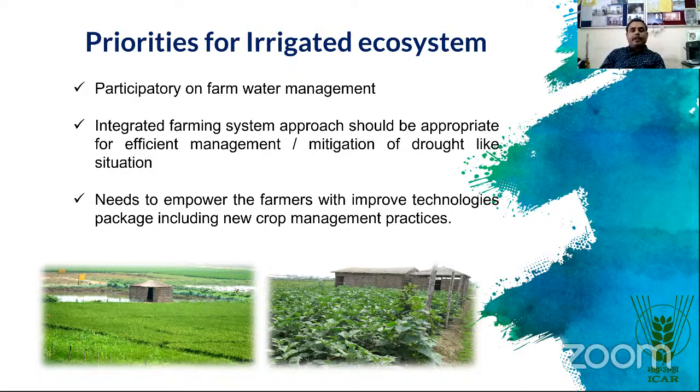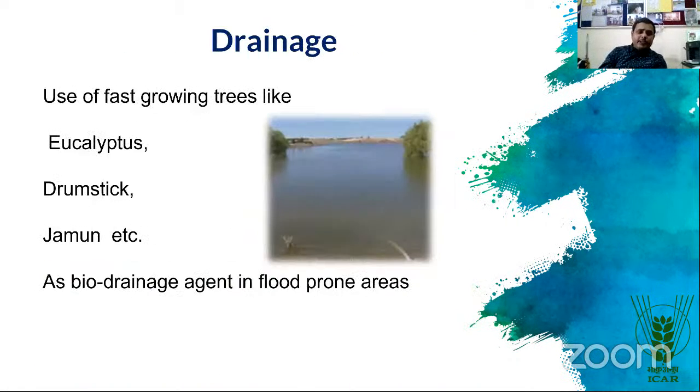We need to move forward with improved technology packages, including new crop management practices in relation to water management and other location-specific requirements. For drainage, we can use eucalyptus, drumstick and jamun as bio-drainage agents in case of shallow waterlogging or periodically logged areas, so that after a few days we can go for pre-rabi cropping or timely rabi sowing.